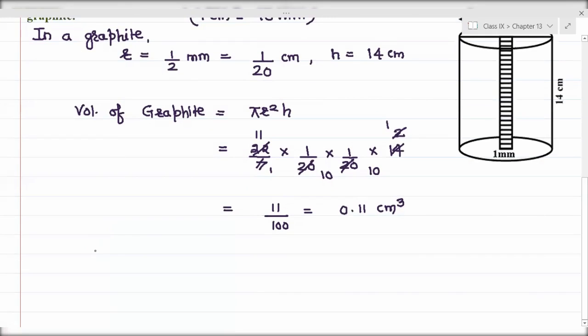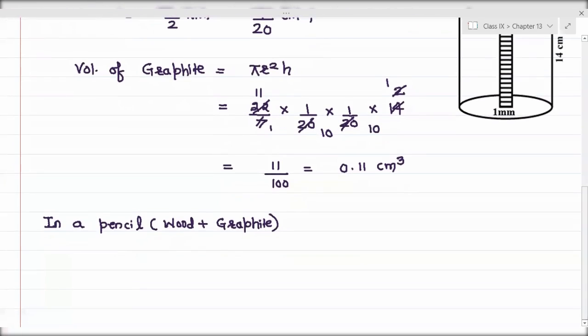Okay, now if I want to find out the volume of wood, first I will find out the volume of the pencil. So in a pencil, okay, see, pencil will include wood plus graphite. Remember, I'm taking the whole pencil including the wood part plus graphite part. So when I find out the volume of the pencil, the volume of graphite will be included over there, and from the volume of the pencil, when I subtract the volume of graphite, I will get only the volume of the wooden part.